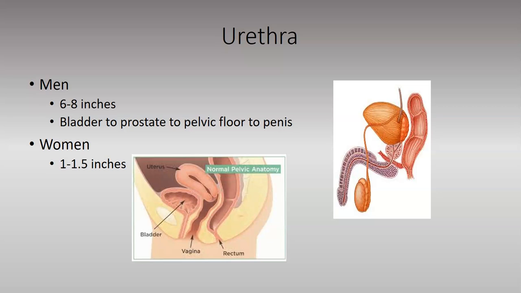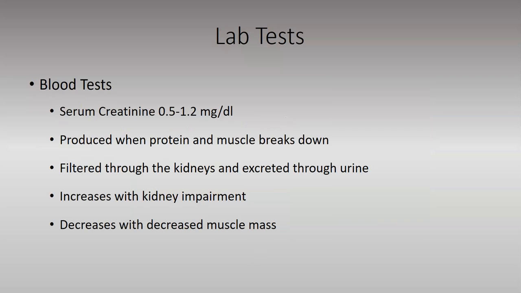So the next one's the urethra. For men, it's 6 to 8 inches long. It usually goes from the bladder through the prostate to the actual pelvic floor and to the penis and out. Women, it's 1 to 1.5 inches long. Theirs is actually shorter, so they're more apt to get urinary tract infections because of the fact that it's shorter and it has a shorter distance to travel. Whereas for men, because it's longer, we tend to be able to take care of it before it gets to be an actual problem.